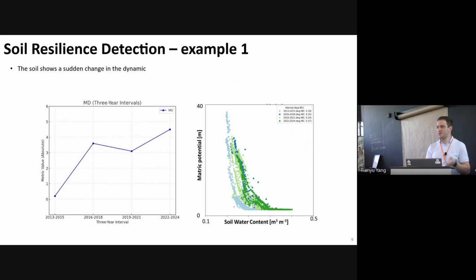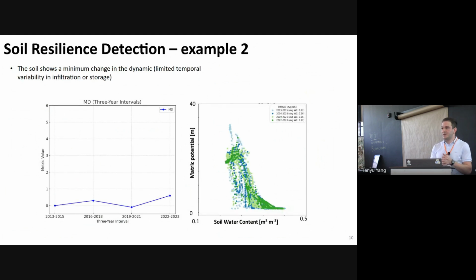So this soil, for example, is not resilient. While this is another example where the soil water retention curve stays in its place, and we can see the prediction of the model saying that we don't have any shift.